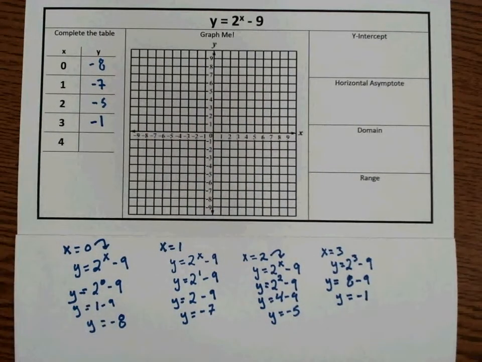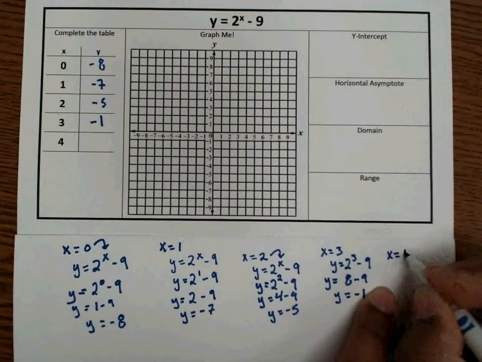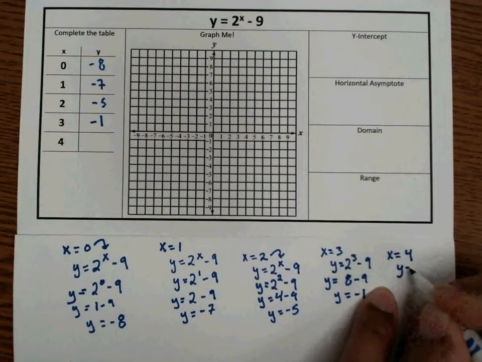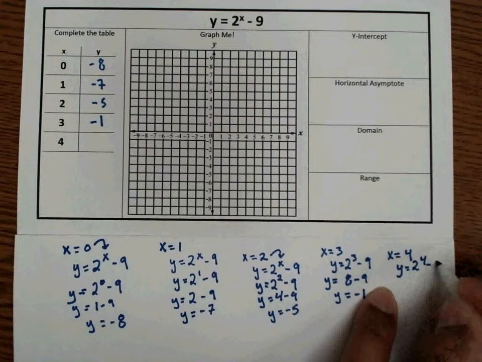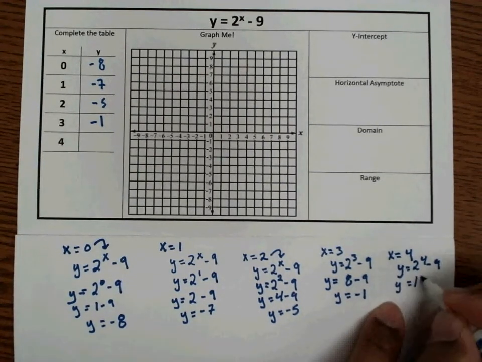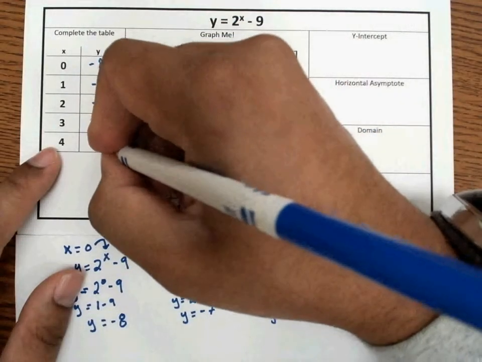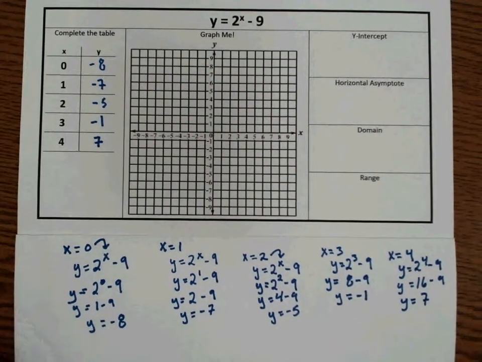And then we have one more to do and we'll be done. So we have x equals 4. And we have y is equal to 2 to the fourth minus 9. 2 to the fourth is 16. And 16 minus 9 is 7. So we put 7. So usually that's the hardest, most longest part. After that, everything else is pretty much self-explanatory. I like to go ahead and fill in the rest of the table.